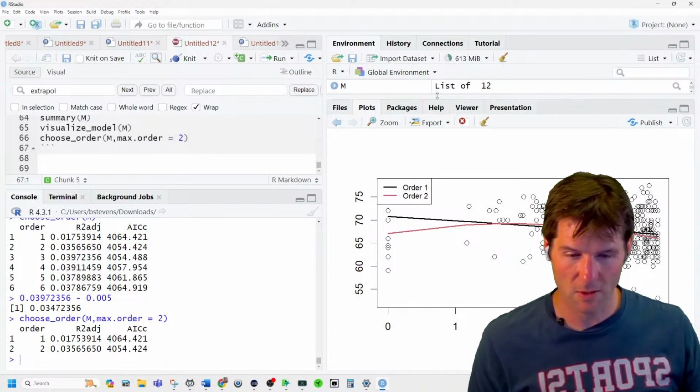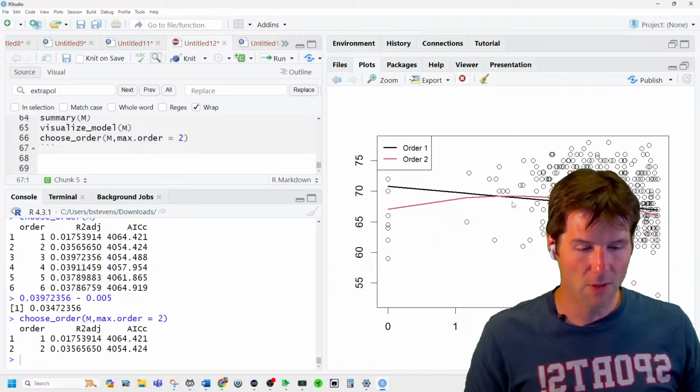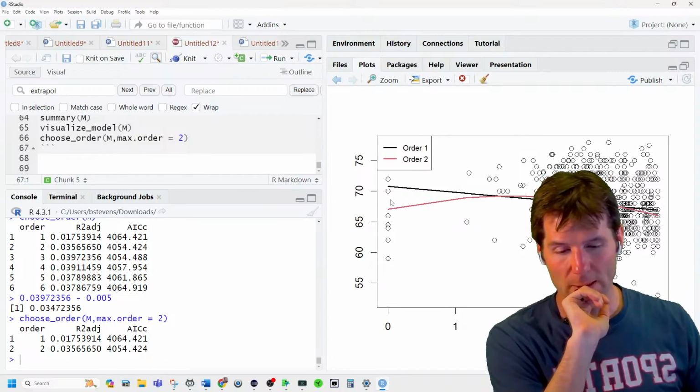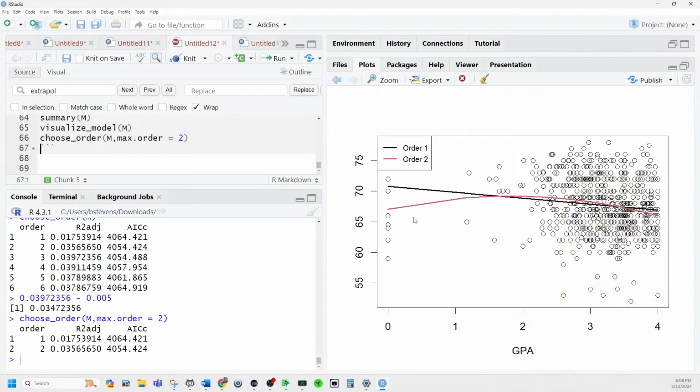And what you can do is go to max order 2 and look at how it changed. If you notice, it's picking up on the bend here at the end. That's probably how it's doing better. And I don't think it's too overfit. We went from a 1.7% R squared to a 3.6% R squared adjusted.